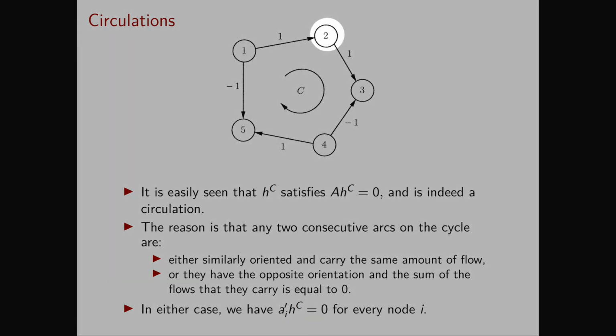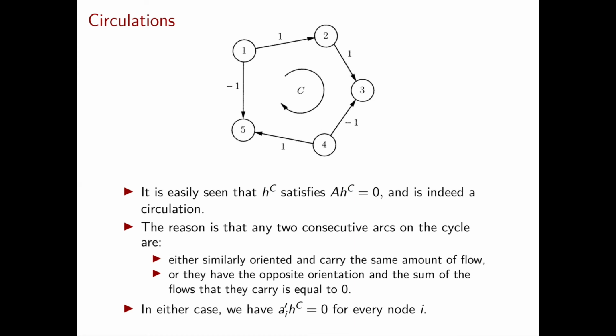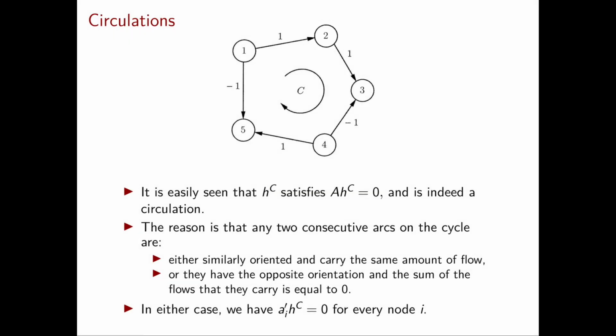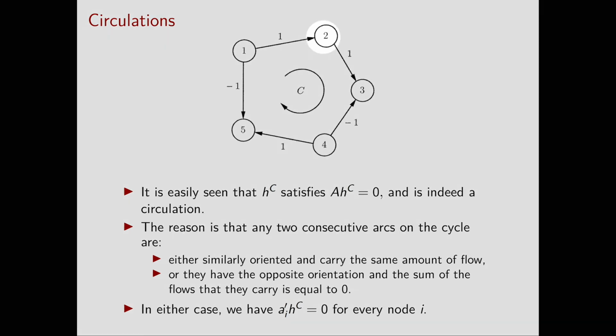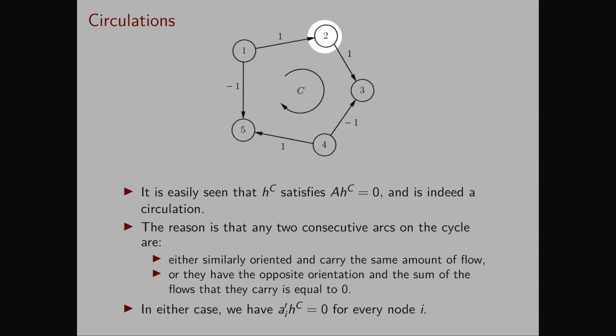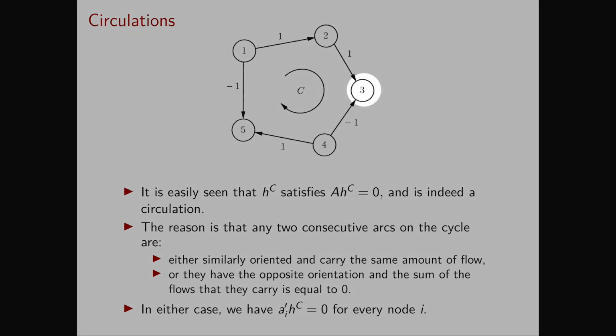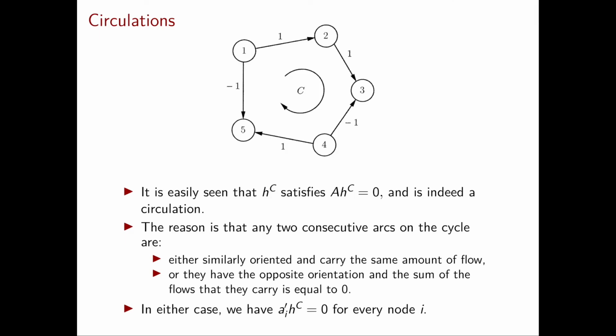For every node in our cycle, there are 2 consecutive arcs on the cycle that contain it. For example, for node 2, we have arc 1, 2 and arc 2, 3. Now we look at the orientation of these 2 arcs. There are only 2 cases. Either the 2 arcs are oriented in the same way, as it happens for node 2 in our cycle here, or they have the opposite orientation, as it happens for the node 3 in our cycle. Now we study separately these 2 cases.